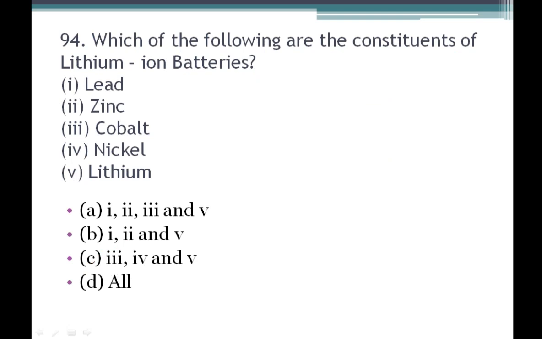Question number 94. Which of the following are the constituents of lithium-ion batteries? Number 1, lead. Number 2, zinc. Number 3, cobalt. Number 4, nickel. Number 5, lithium. The correct answer is option C, that is cobalt, nickel and lithium. Lead and zinc are used in traditional batteries.